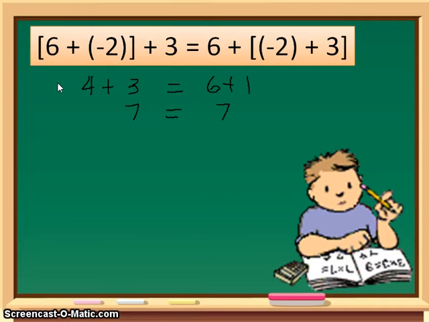And in the second example, 6 plus negative 2 is 4, plus 3, that is 7. And also 6 plus the sum of negative 2 plus 3, that would be 1, and this will also result to 7. So changing the groupings of the numbers doesn't change its value. It's just the same. And this shows the associative property. It also applies with multiplication. Changing the groupings in multiplication doesn't change the result or the product.